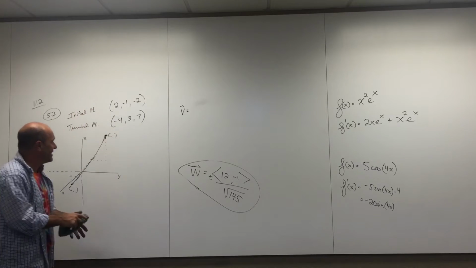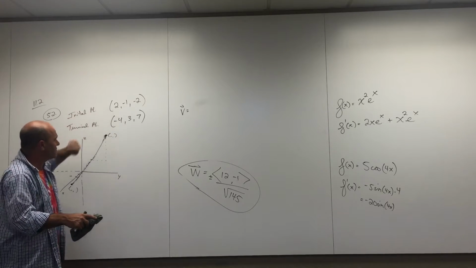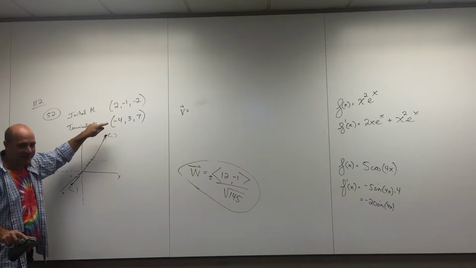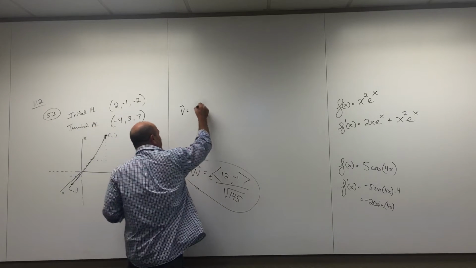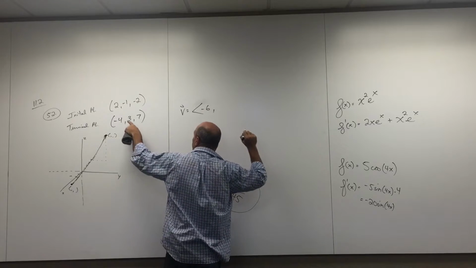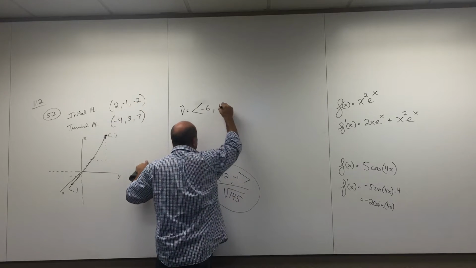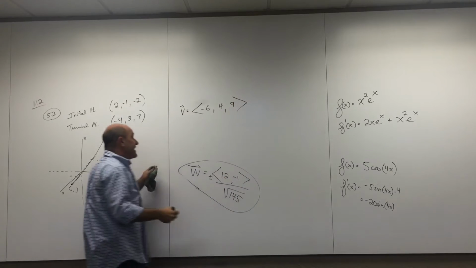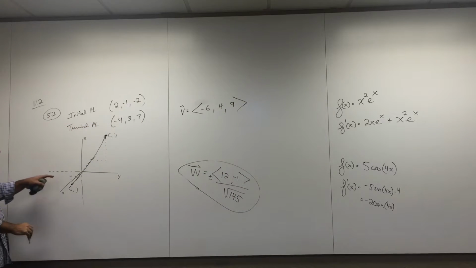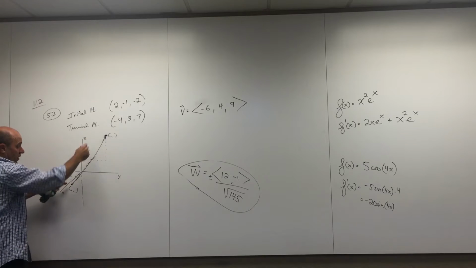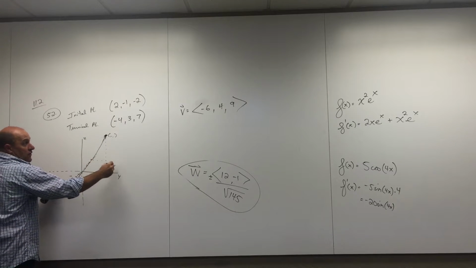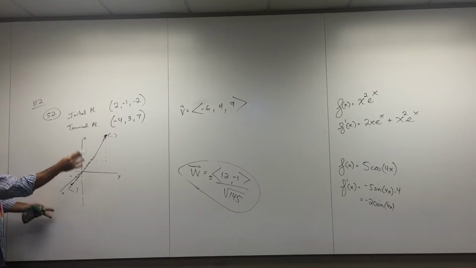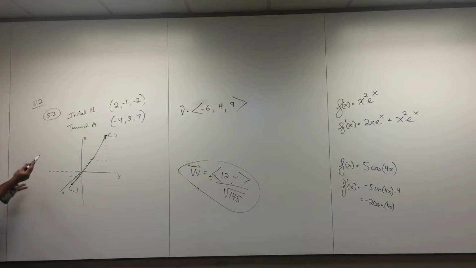Sometimes I can just see that change. I almost screwed that up though. Hang on. So I will subtract. -4 minus 2 is -6. 3 minus a -1 is 4. 7 minus a -2 is 9. So that's what this vector has to do. To get from here to here, it has to go back 6, over 4, and up 9. And maybe I can see that after the fact. Cool. There it is.